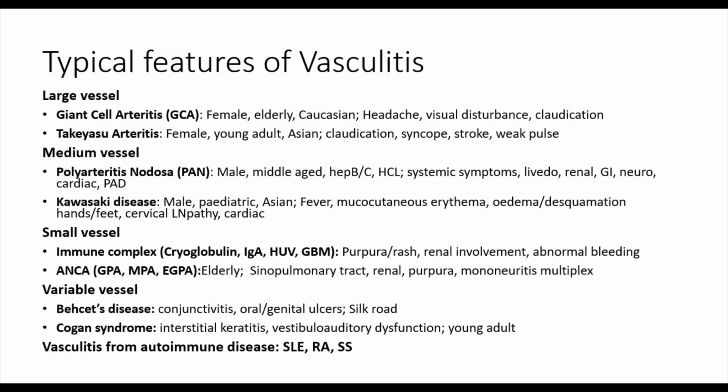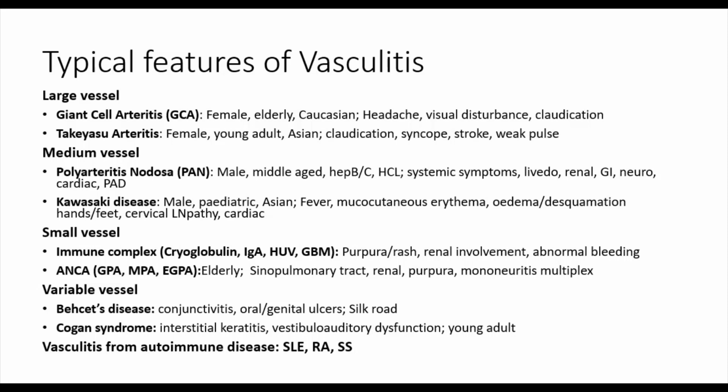And lastly, there's anti-glomerular basement membrane disease, which tends to affect the glomerular basement membrane of the kidneys, leading to renal impairment, and can also affect the alveoli of the lungs, leading to pulmonary hemorrhage. And when there is both renal and respiratory manifestations, this is known as Goodpasture's syndrome.